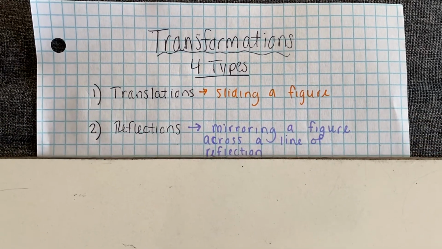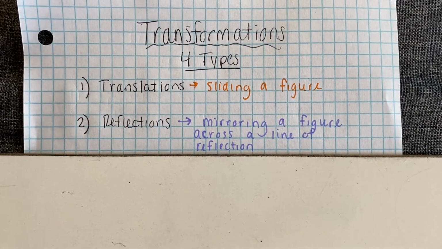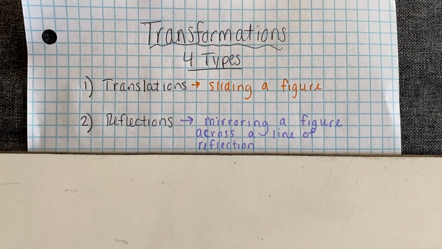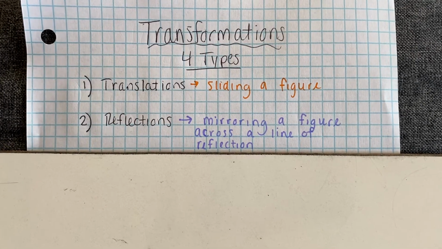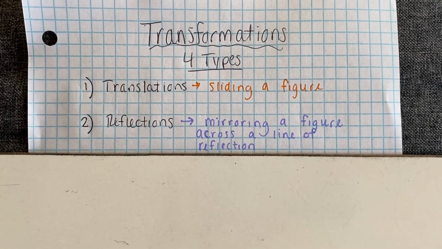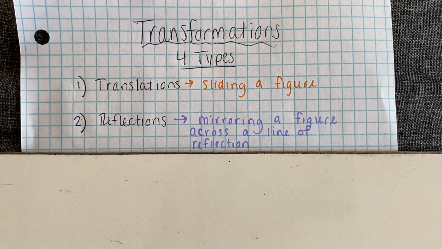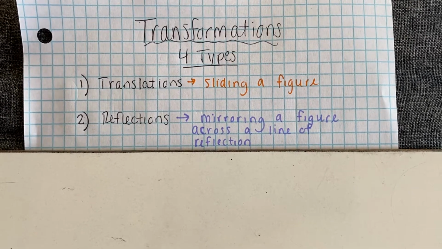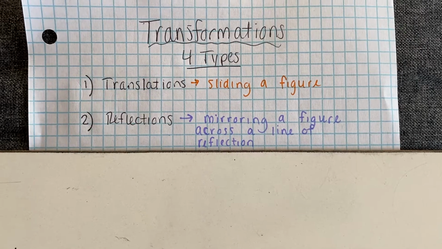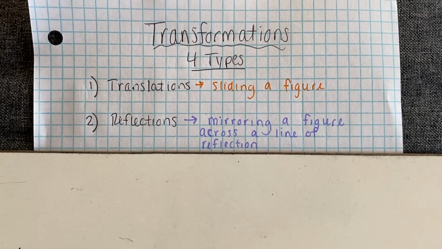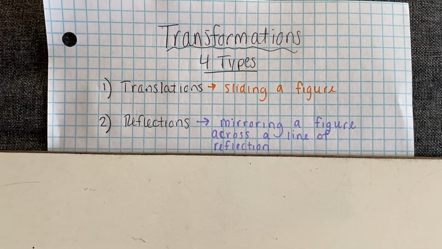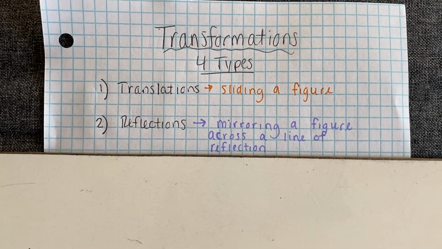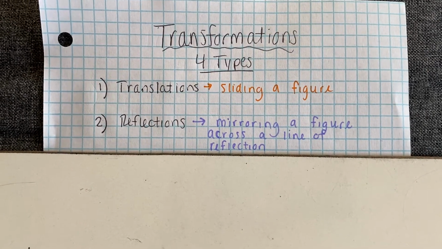The second one is a reflection. Reflections, think about if you look in a mirror, you see your reflection. You yourself don't change, but the way you view it does. All it means is that you're mirroring a figure across a line of reflection. For the most part, the line of reflection will be either the X or Y axis. Sometimes it might just be a certain line on the graph, but you'll always be told.